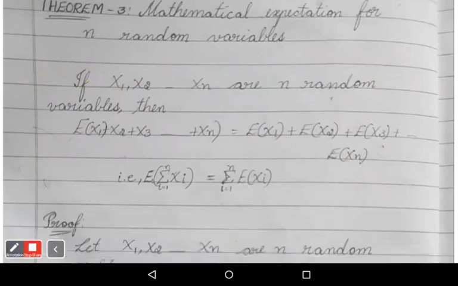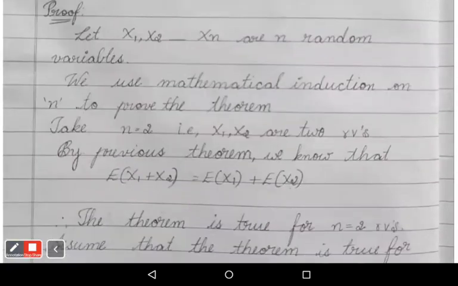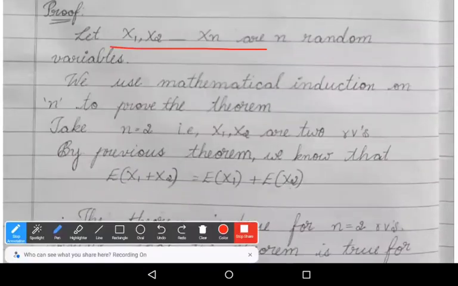Let us see the proof. Let us take x1, x2 and so on xn are n random variables. To prove this theorem, we use mathematical induction on n.